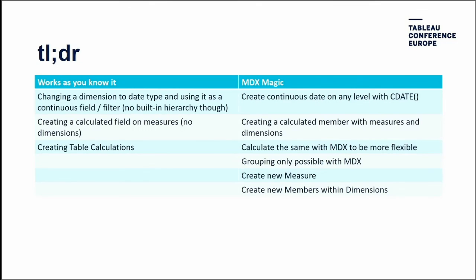Of course, there is a certain skill level involved in that. So the usual business users probably wouldn't write MDX on their own, they would probably use table calculations more. But whoever has the knowledge can write MDX and can do more robust and better calculations with the MDX magic. Grouping is only possible with MDX, unfortunately, and creating new measures or new members within a dimension is also only possible with MDX.